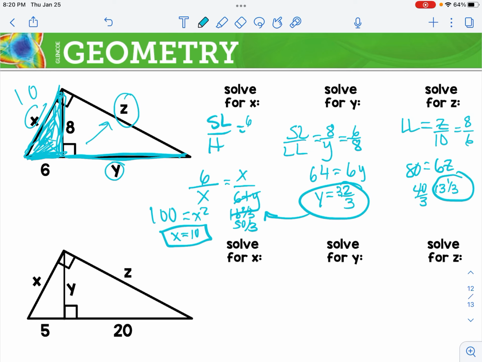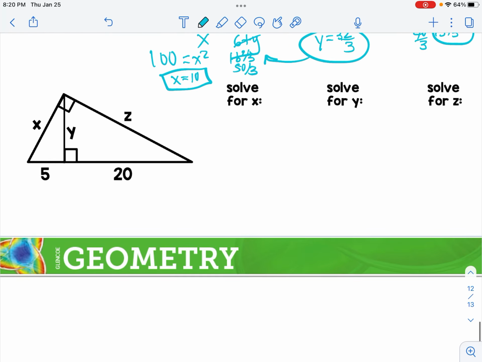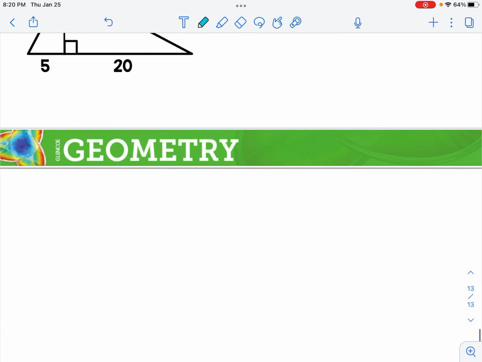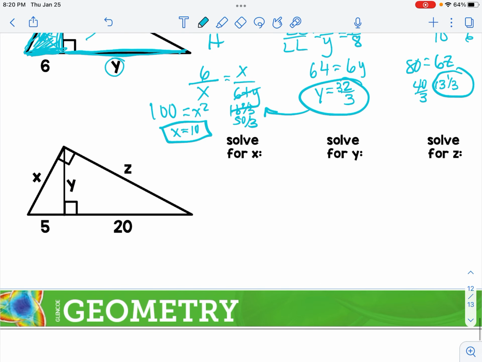All right, go ahead and give these other few a try. Pause and give them a try on your own. This one here first. I think it's our last one. Yeah, go ahead and give that one a try on your own. All right, welcome back. Let's do this one.